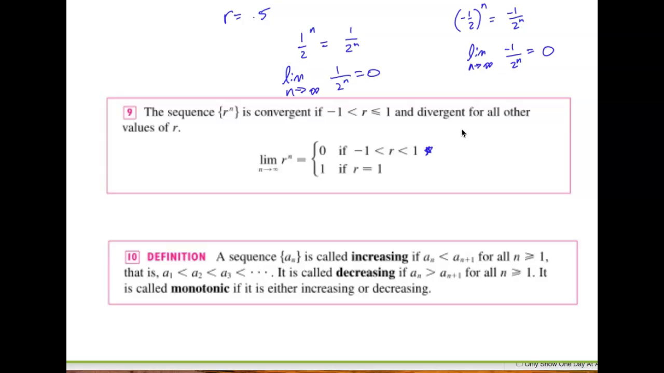And so we're going to define some language regarding sequences. We call a sequence increasing if a sub n is strictly less than a sub n plus 1 for all n greater than or equal to 1. And decreasing if the opposite is true. So if we flip that inequality, a sub n is greater than a sub n plus 1 for all n greater than or equal to 1. And then we call it monotonic if it's either increasing or decreasing.